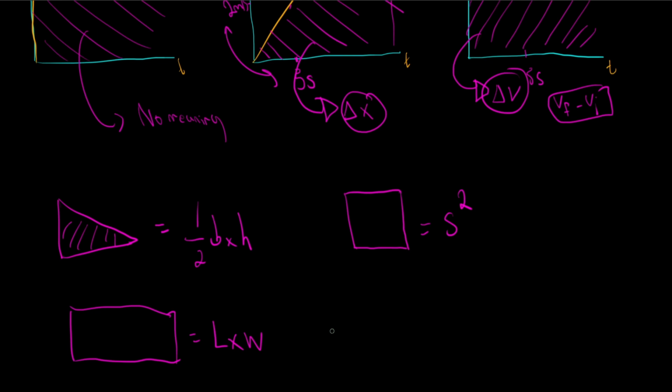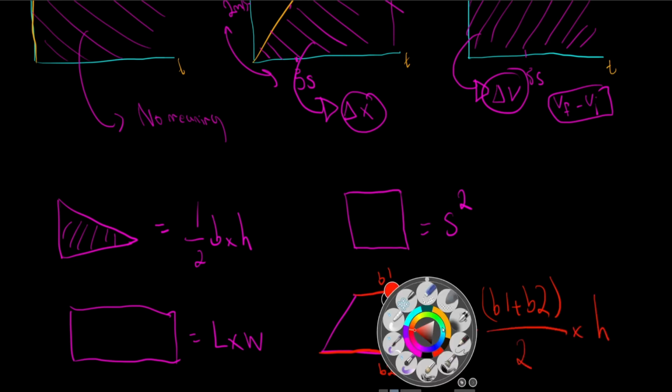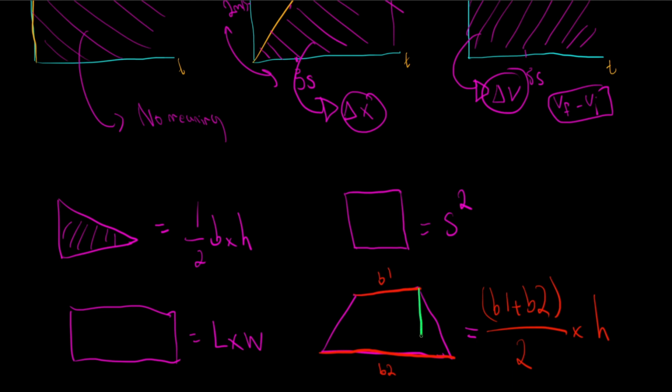And finally, we need to know the area of a trapezoid, which is half the base. So this would be base 1 right here, and this is base 2. It doesn't really matter which you take, you're going to add them anyway. So it would be base 1 plus base 2, over 2, and then you multiply it by the height. So the height would be this right here.